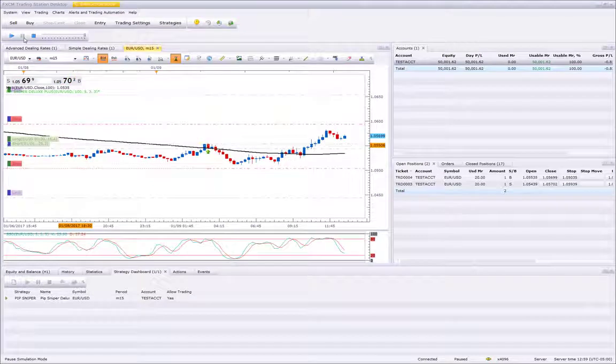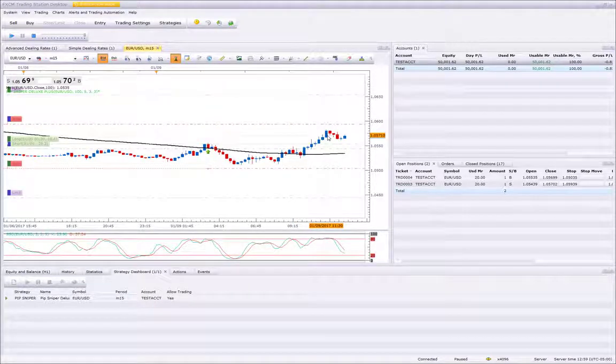Okay, so we'll pause it right there. So we had a buy trade that was placed back here when price was above the moving average and the blue line crossed above the red line. And then a little bit later on, we had the blue line crossing above the red line while price was above the moving average, and it did not place a buy trade, which is perfect. That's exactly what we wanted it to do.